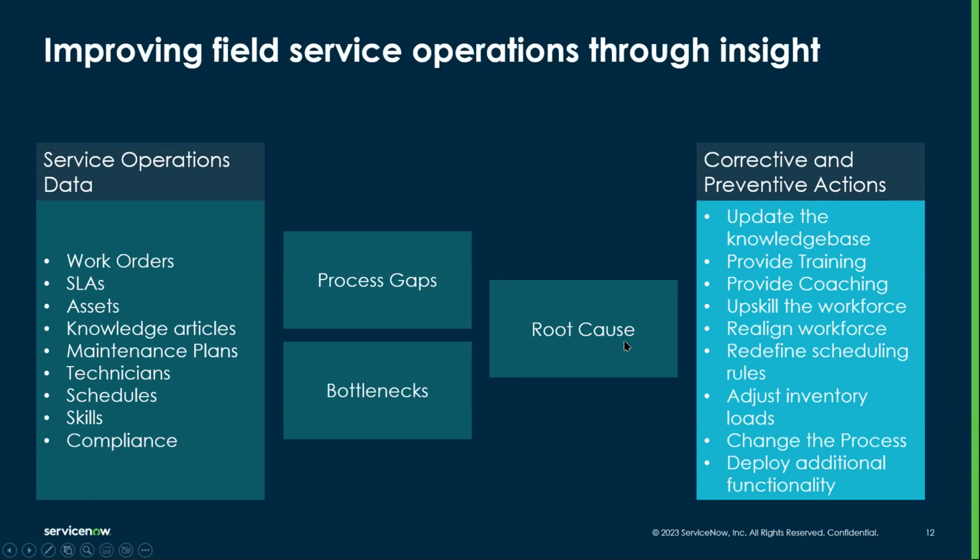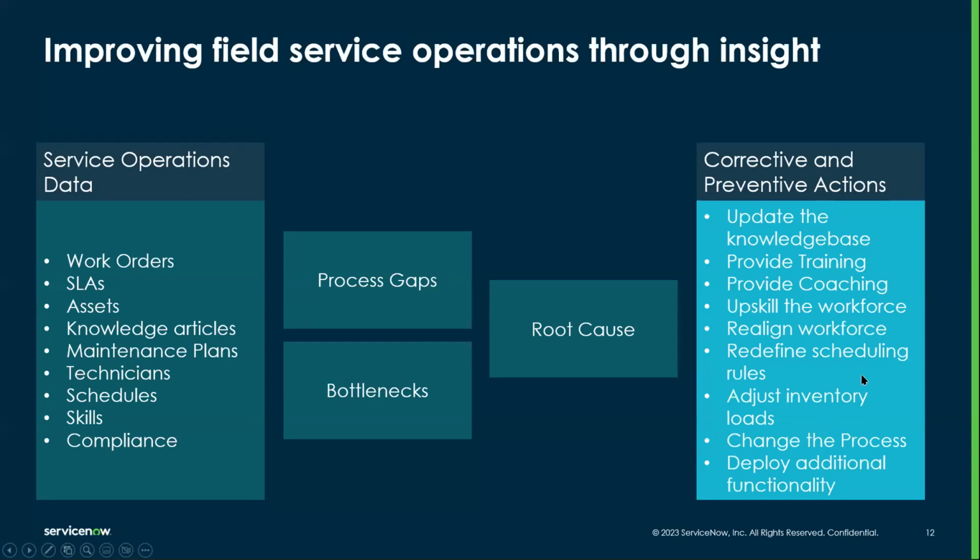The root cause might be, hey, in a certain territory, we don't have enough crews, or we're too dependent on our contractors who aren't as knowledgeable on the process. And so from there, based on our root cause analysis, we might put into play the appropriate corrective and preventive actions, which might be as low-hanging fruit as, hey, update the knowledge base, or change a preventive maintenance plan to include a few additional steps. Or maybe it might be to deliver training or coaching or upskilling our workforce, or realigning and redeploying the territories or changing scheduling rules, etc.